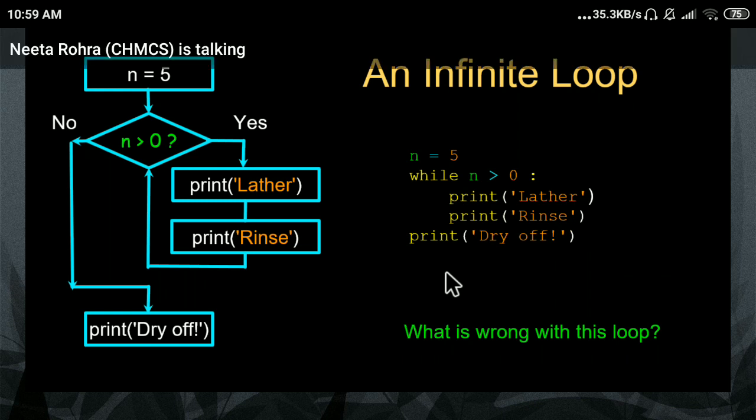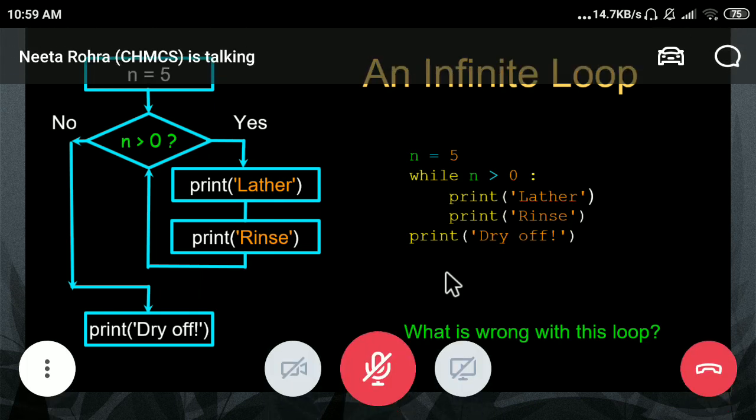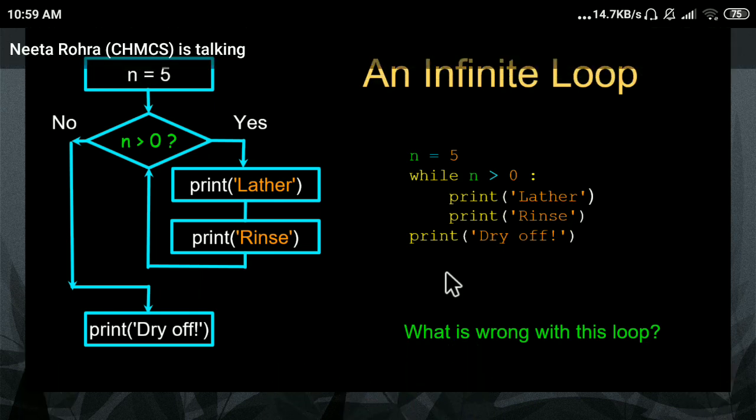Now check this program: which required thing is not present over here? Just now I stated three different things which are required for every loop. What is missing? Have a cross check on this program. Do you have an initialization statement?